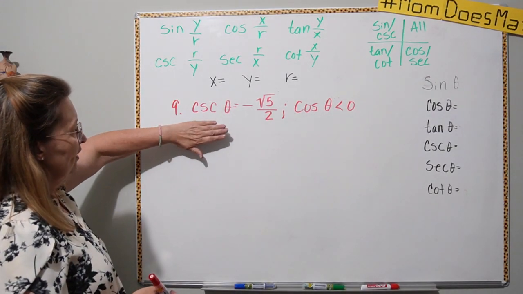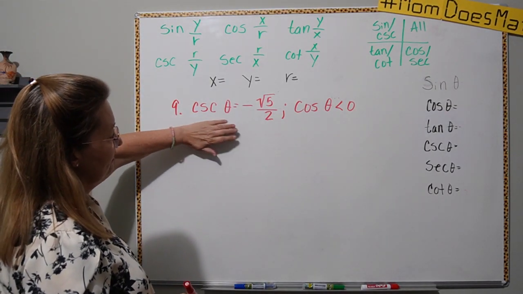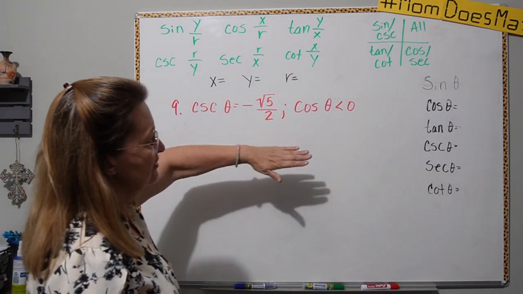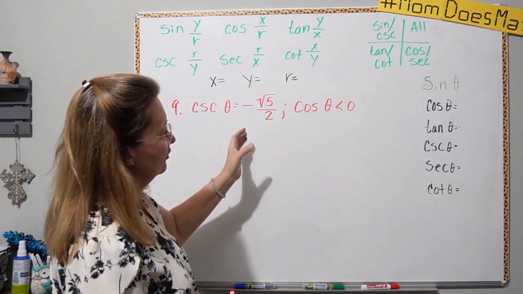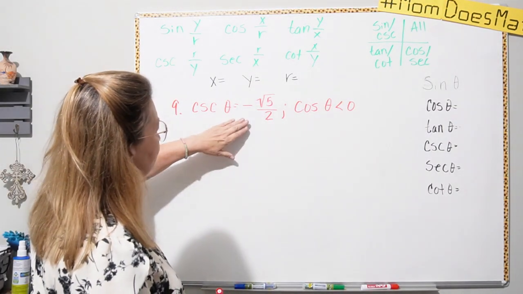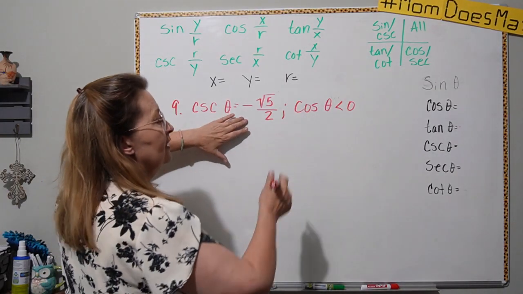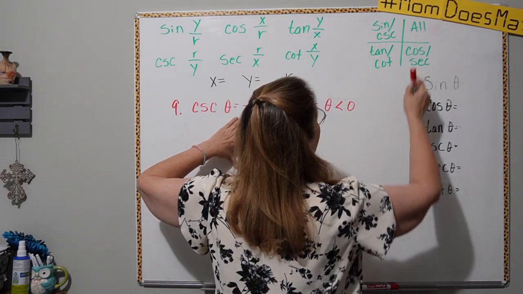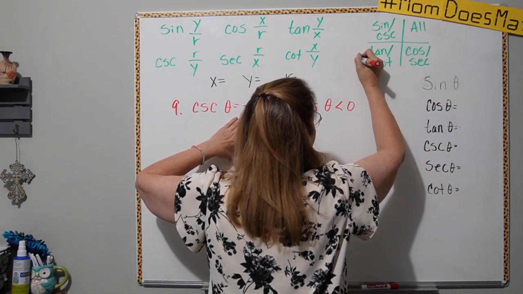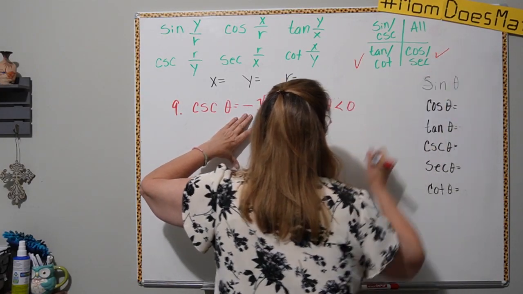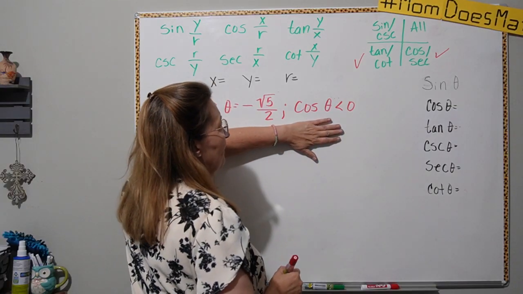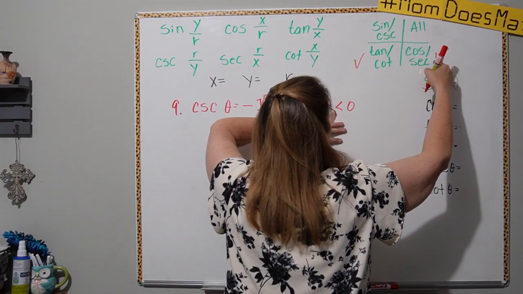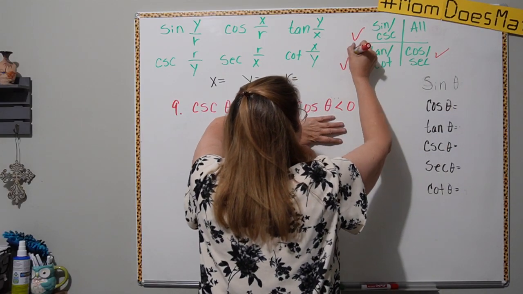Okay, let's look at number 9. We have cosecant theta is equal to negative square root of 5 over 2, and cosine theta is less than 0. That means it's negative. So first let's find our quadrant. For cosecant to be negative, let's find the quadrants where it's not positive. Cosecant is positive in 1 and 2, so it's negative in 3 and 4. Now where is cosine negative? Well, it's positive in 1 and 4, so it's negative in 2 and 3.